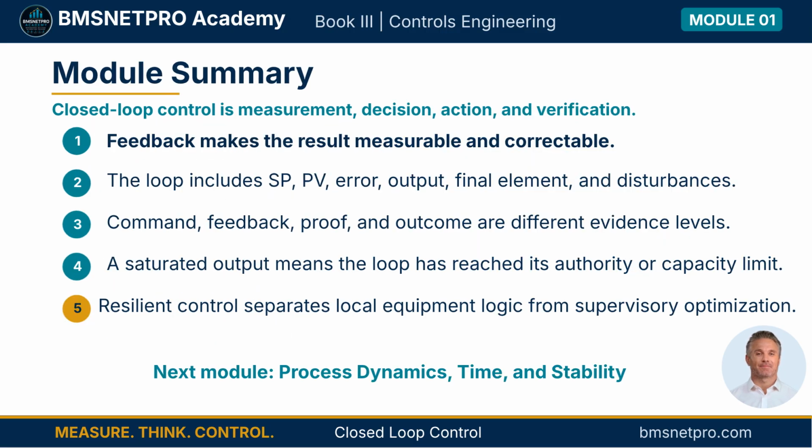Let's summarize. A closed loop connects the requested result to the measured physical process. It compares, decides, acts, and verifies. A command is not proof. A position is not always proof. Proof and outcome must be matched to consequence. When a loop saturates, the controller may be telling us that capacity or authority is missing. Finally, resilient BAS design keeps important local protections available even when supervisory systems are unavailable.